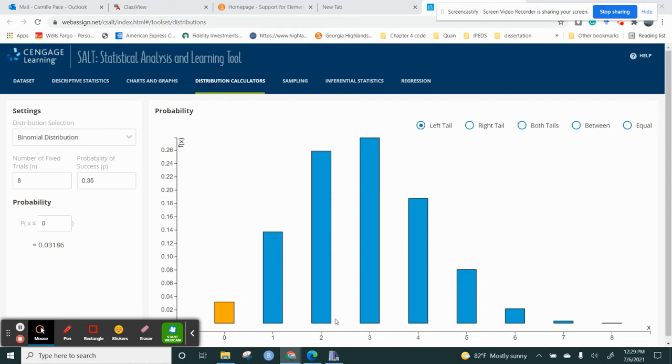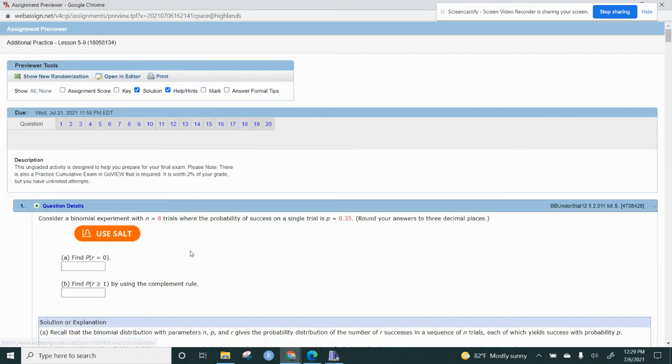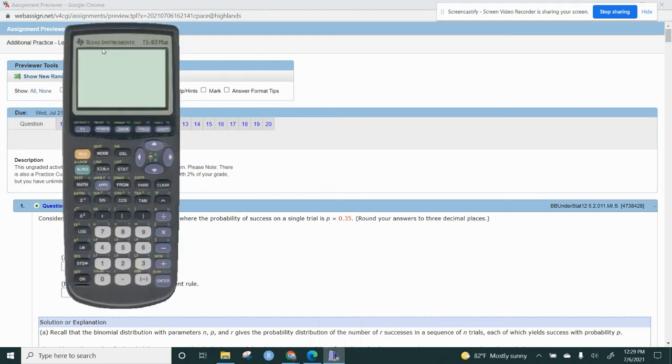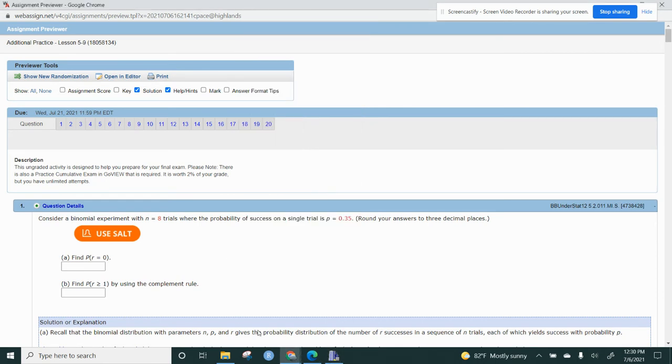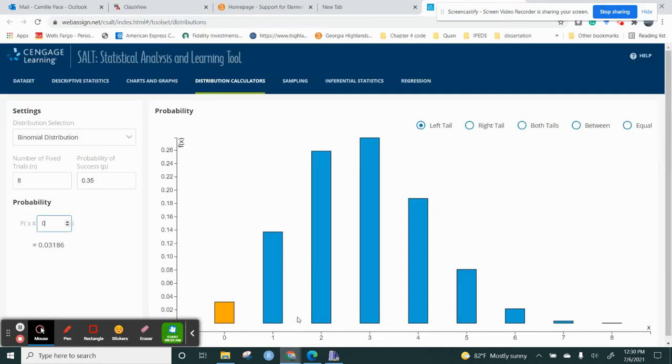Okay, so then the next question asks, what's the probability of 1 or greater? This is really easy to do, and I'm going to bring my calculator up. What I'm going to do is 1 minus my last answer, 0.032, and then I get 0.968. But what does that mean? So let's go back and I'll show you what it means.